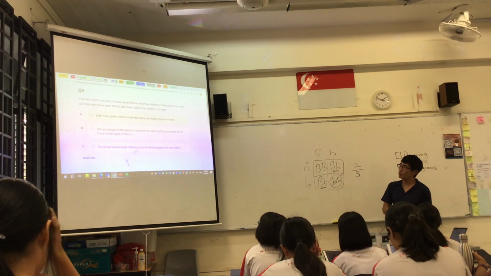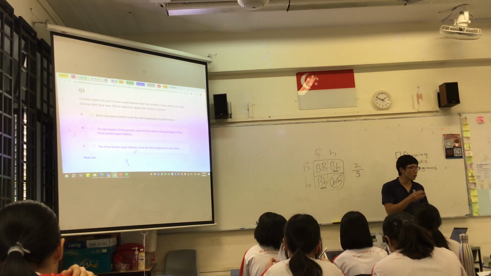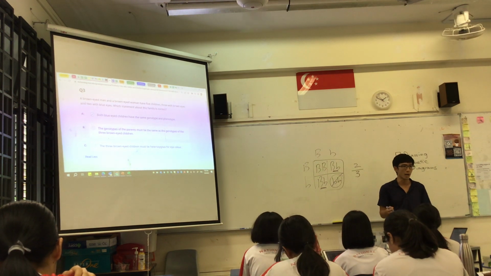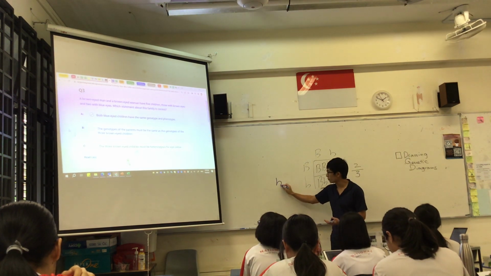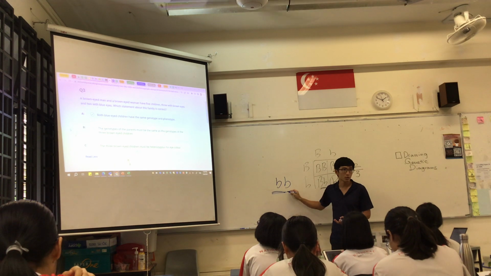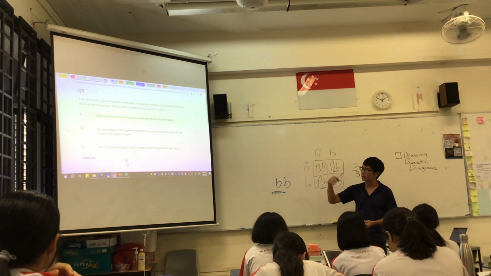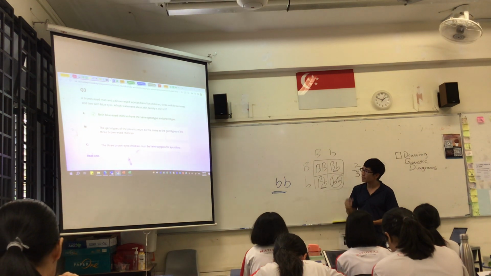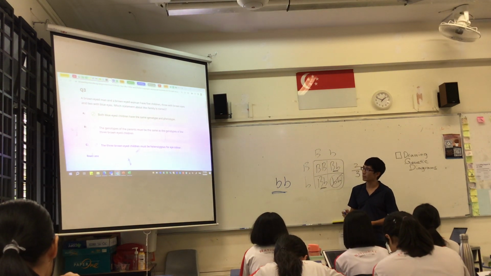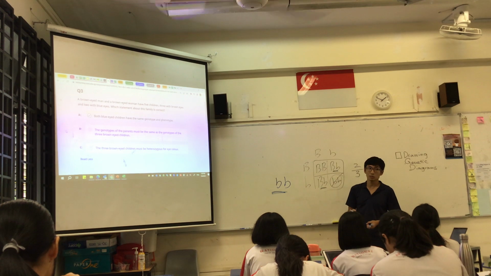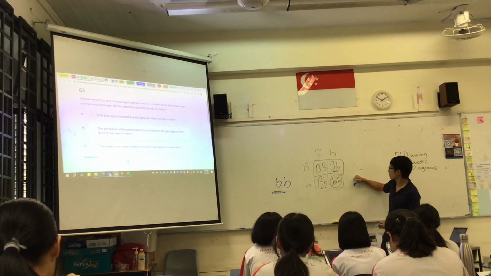Well, if you claim that blue eye is recessive, then you can only have one genotype to be able to show blue eye. That genotype would have to be homozygous recessive, so that you can show the genotype on the surface. What about the other two options? The genotypes of the parents must be the same as the genotypes of their three brown-eyed children. Not necessary. So let's use this context now.